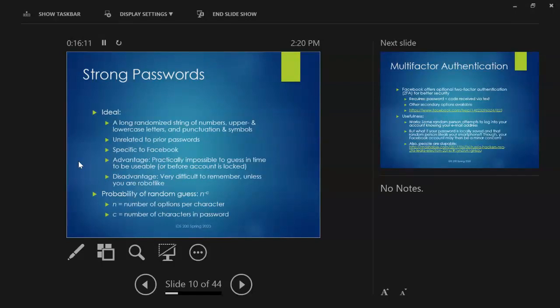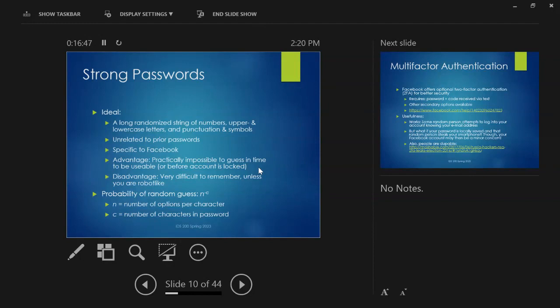Okay, so strong passwords. The ideal for a strong password is a long randomized string of numbers, upper and lowercase letters, punctuation, symbols, right? A wide mix of character types. Something that's unrelated to prior passwords, so it's not like you could just guess what the next password will be, like if your password is 123 and then you change it to 124. Something that's specific to Facebook, right? Used only on Facebook, not on other sites. So the advantage of a strong password is that it's pretty much impossible to guess it in time for it to be useful, right? Or before the account gets locked.